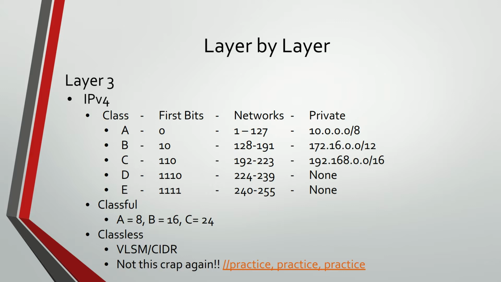All right. Class C, the first three bits are going to be 110. Therefore, it's 192 to 223. The private address space there is the very popular 192.168.0.0/16. These last two are manipulable.